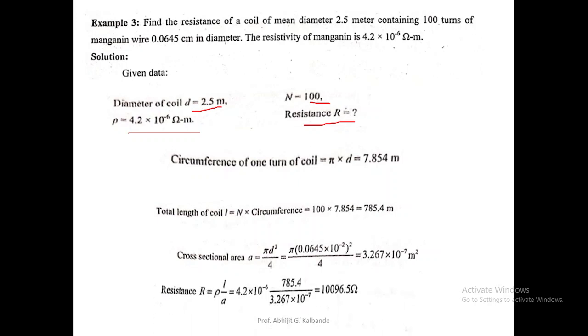Then at the last we use the simple formula of resistance equals rho L by A. Here I put the value of resistivity, here the value of length, and here the value of area. As per that we get the value of the resistance of that particular wire. So the new thing here is that the length is not given directly.